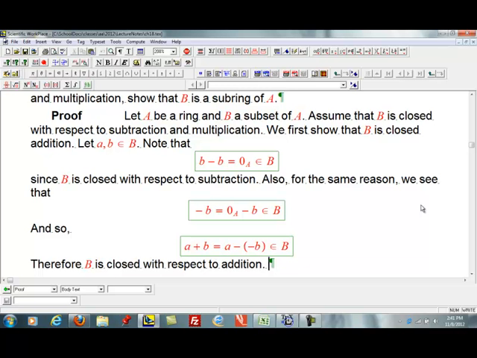Let's see, we have to show it's closed with respect to negatives, which isn't quite the same as inverses, because inverses could be multiplicative. So inverses aren't just additive. So we could go up here and write down right here: it follows that B is closed with respect to negatives, right?